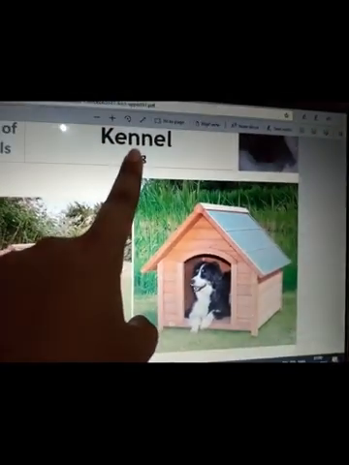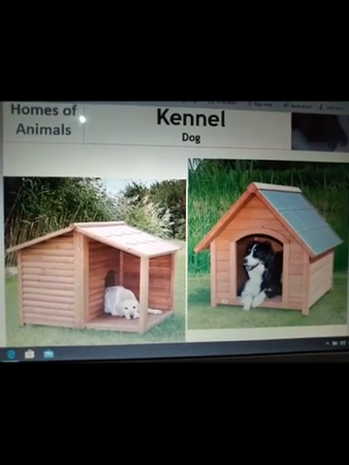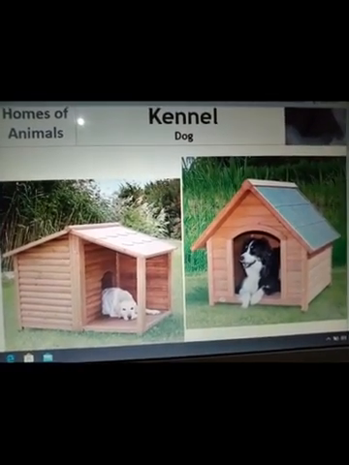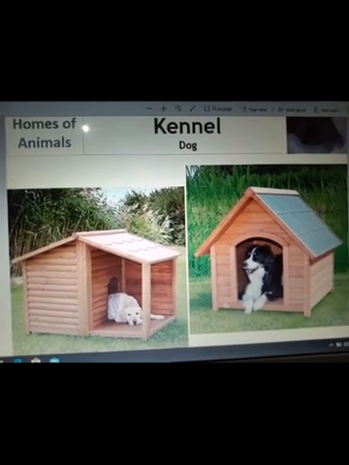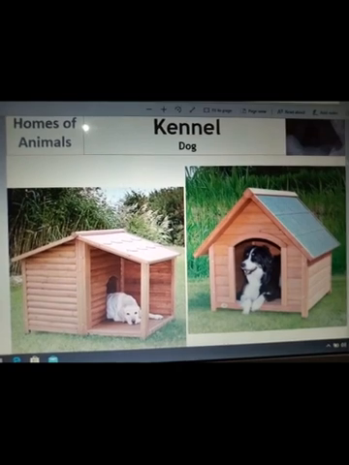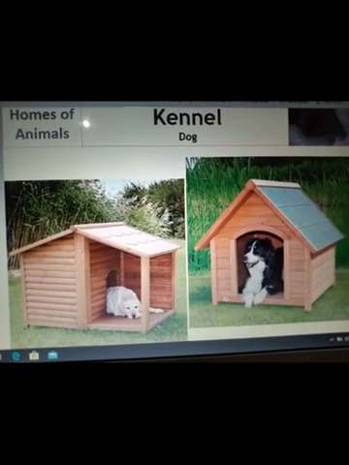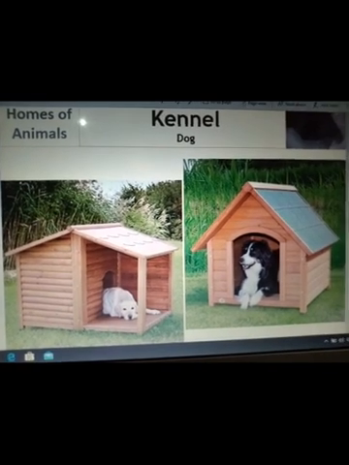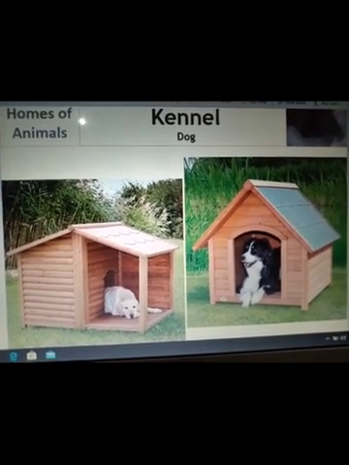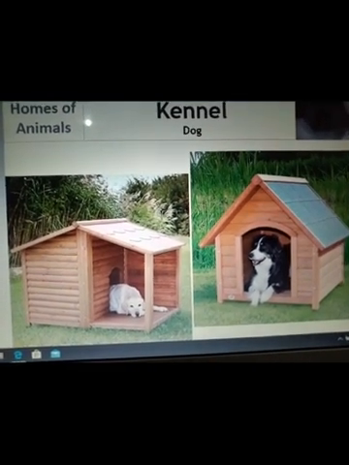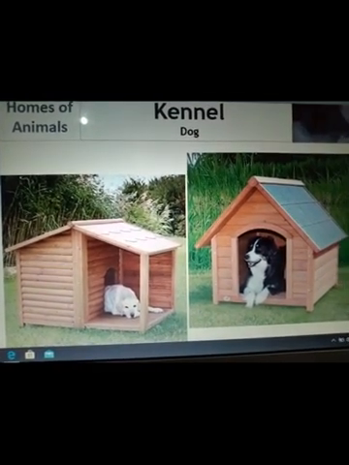See kennel. So kennel is a small home for a dog to sleep in. Some kennels have sections for cold and hot weather. So kennel is a home for a dog. This is one of the shelters built by human beings.